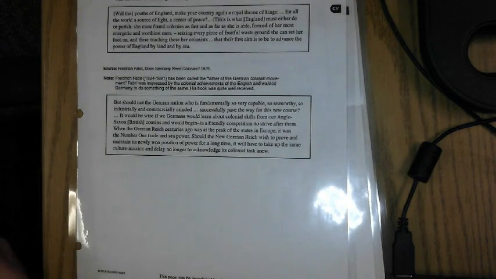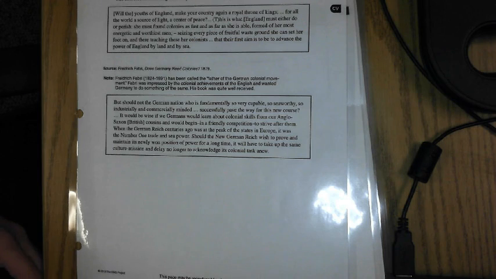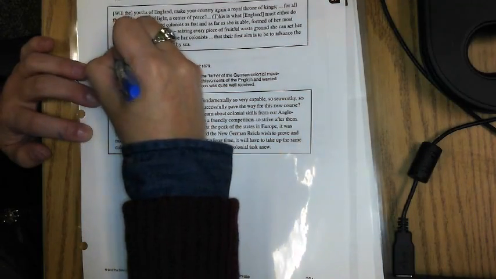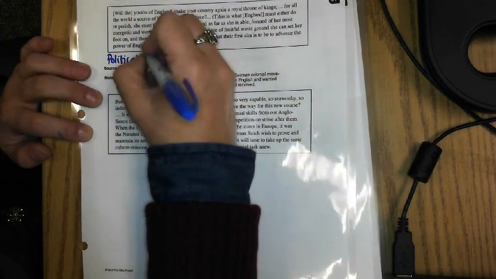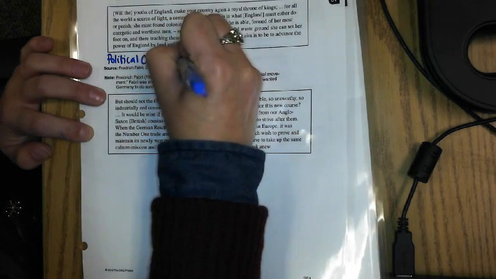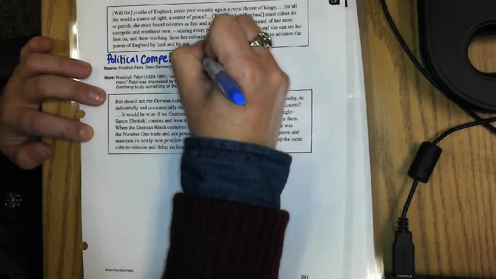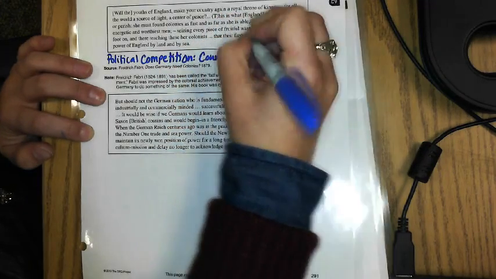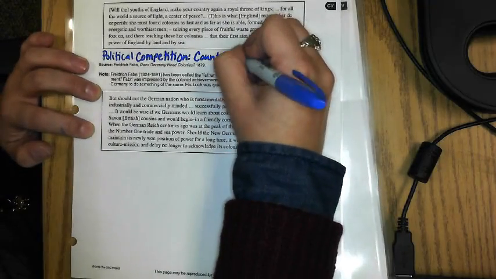Looking at Document B is mainly looking at, again, the political competition between the two powers. The first one sets up the idea of nationalism, right? That a country's power is based on the number of colonies they have.